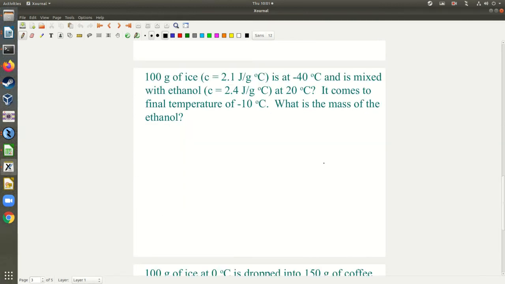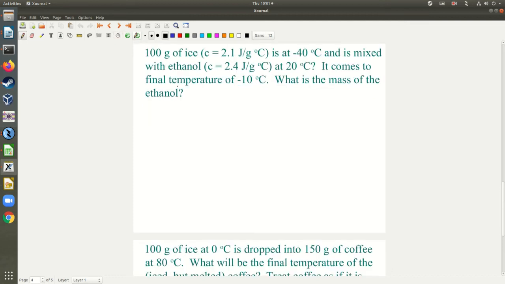Next problem, we have 100 grams of ice, negative 40 degrees Celsius, and it's mixed with ethanol at 20 degrees Celsius. It comes to a final temperature of negative 10. What's the mass of ethanol? So, different formulas you can use, but we basically use the regular conservation of energy, which is M1C1 delta T, let's do it, TF minus TI1, and that's equal to negative M2C2 TF minus TI2. Remember, the energy gained by one is the energy lost by the other.